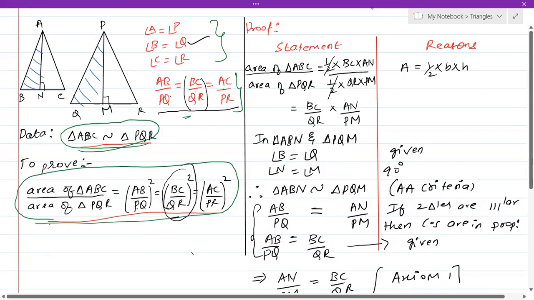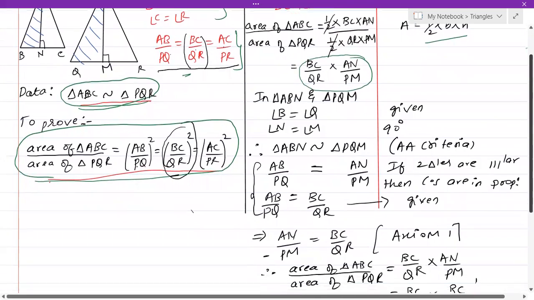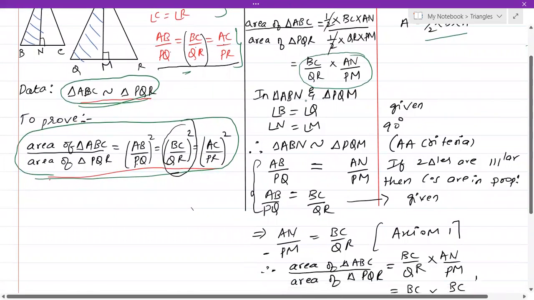How did we start? We started by taking area of triangle ABC by area of triangle PQR, which is found using the formula half into base into height. So half BC is the base, AN is the height. Half QR is the base, PM is the height. Half and half get cancelled. We have got BC by QR is equal to AN by PM. So I got to know that if I replace this AN by PM as BC by QR, the problem is done. For that, we took the triangles ABN and PQM.